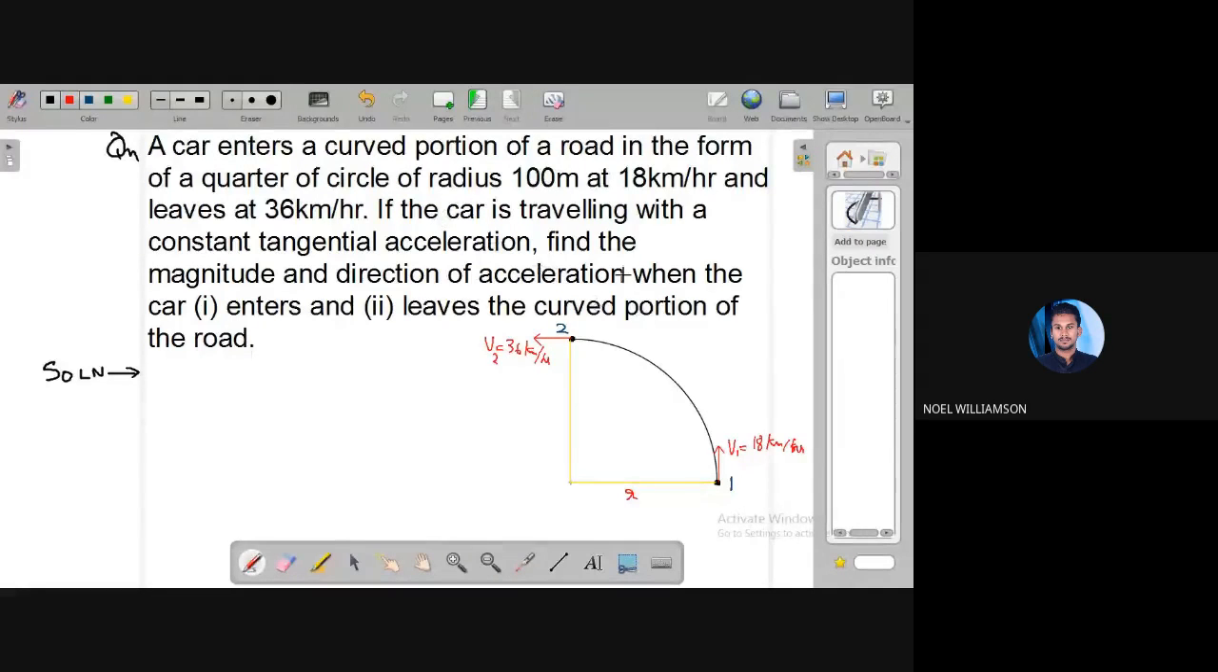If the car is traveling with a constant tangential acceleration, so the tangential acceleration is a constant value, find the magnitude and direction of the acceleration when it enters and leaves the curved portion. When it enters means this point, here is the entry point, and this is the exit point, where it leaves.